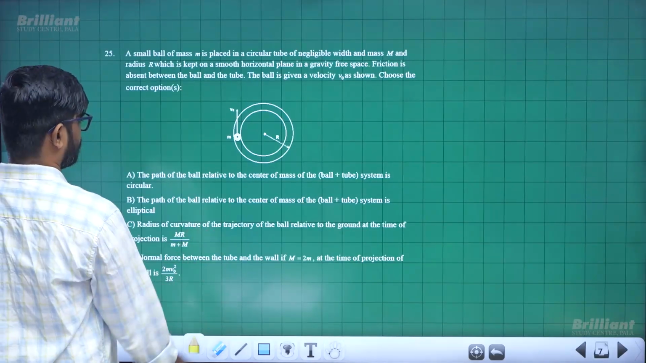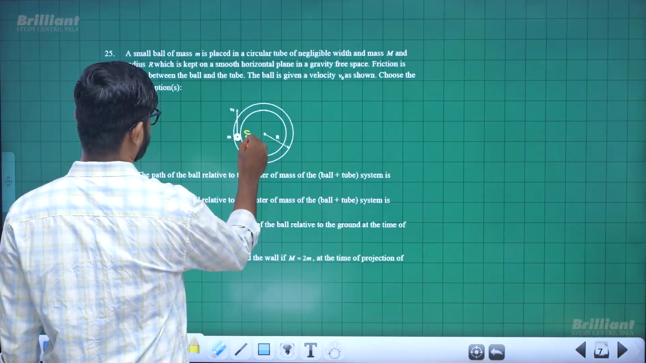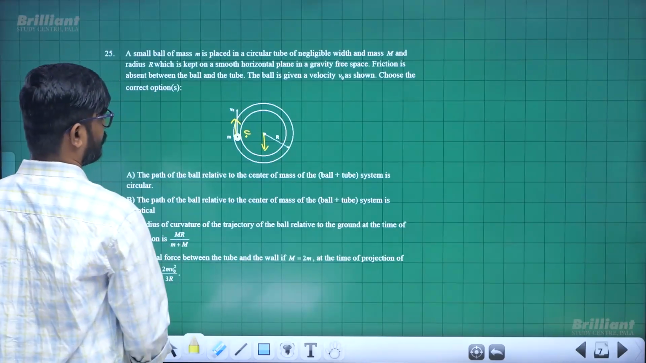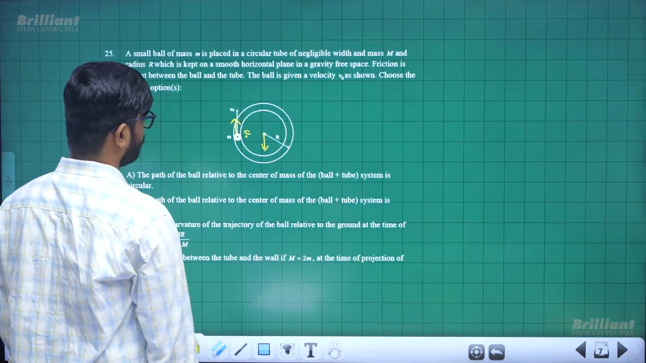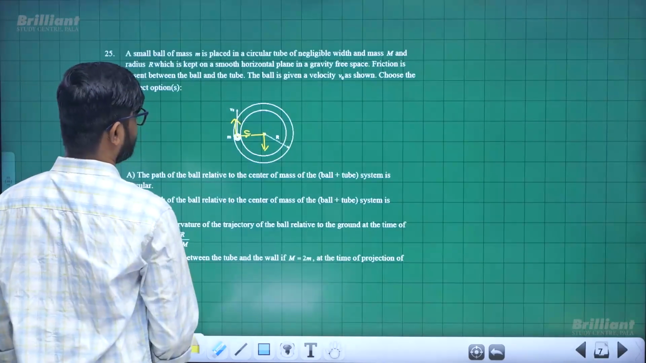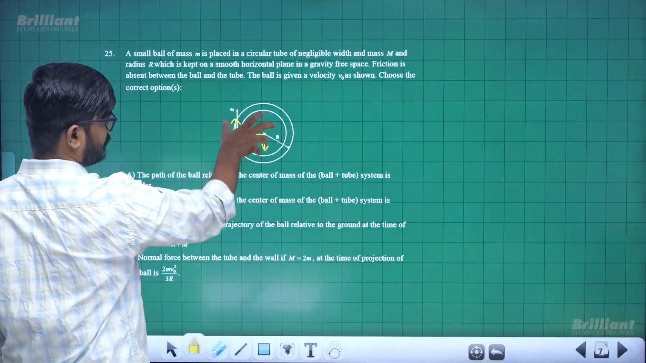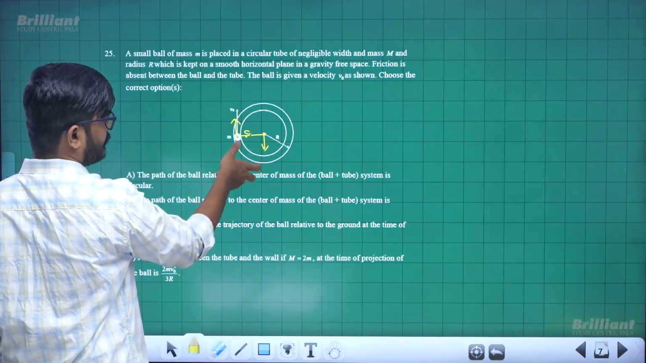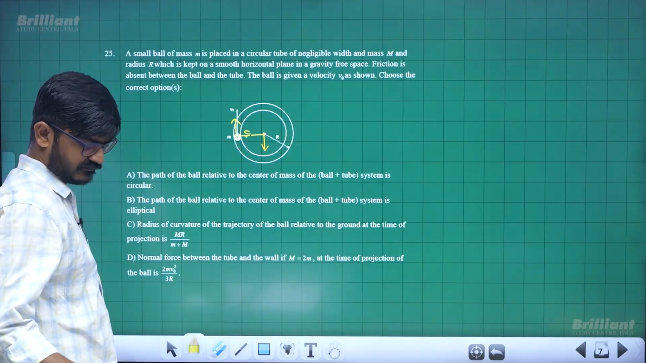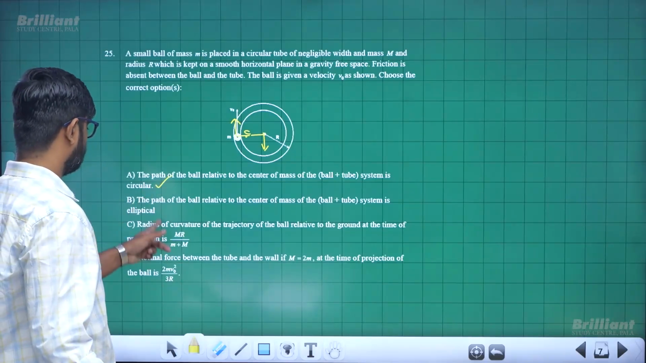So the path of the ball relative to the center of mass. If the center of mass is somewhere here, when you observe from the center of mass frame, this momentum and this momentum will be the same. Net momentum will be 0, angular momentum will be conserved, and the center of mass is not going to move, so this distance and this distance will remain the same. The scenario will keep repeating, as if rotating the figure. Center of mass doesn't move and distances also don't change. So basically it is going to be circular, not elliptical.